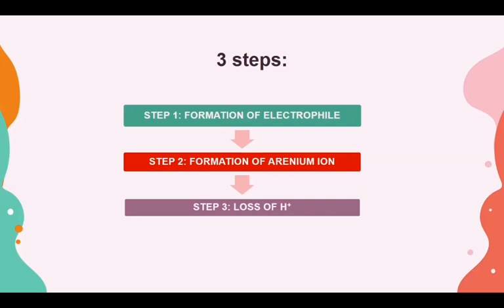Before we go to the mechanism, these are the general steps in electrophilic aromatic substitution. The first one is the formation of the electrophile. The second one is formation of the arenium ion. The third one is loss of H+.